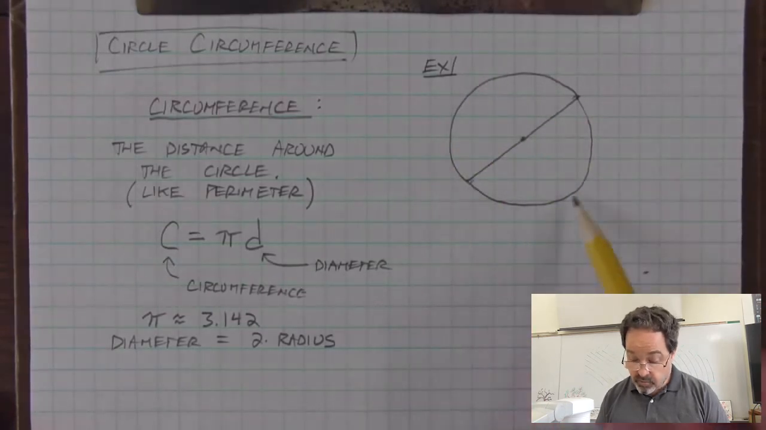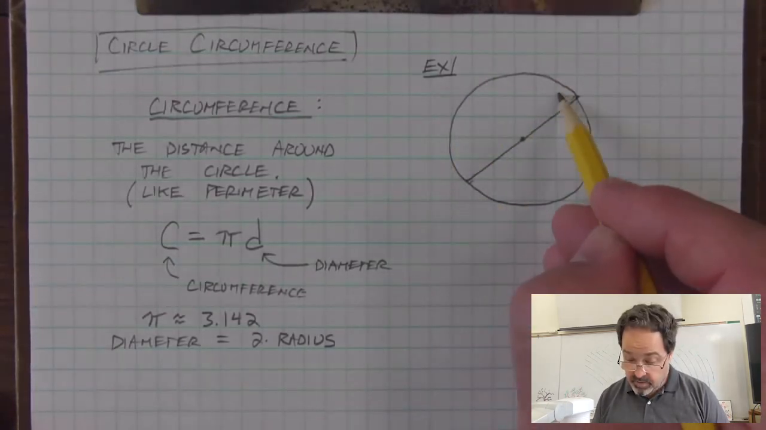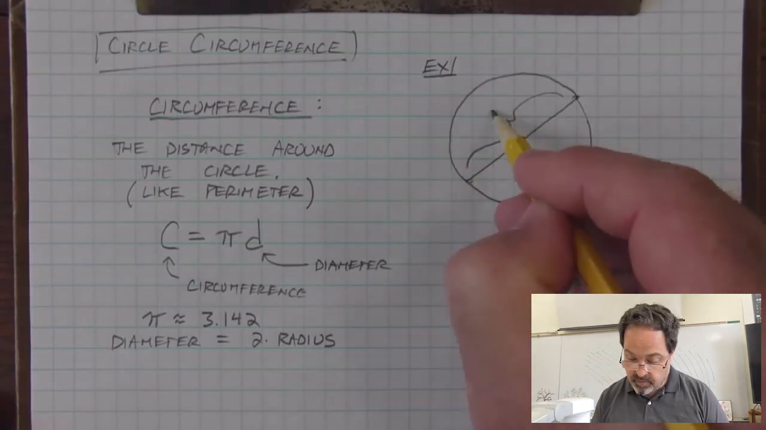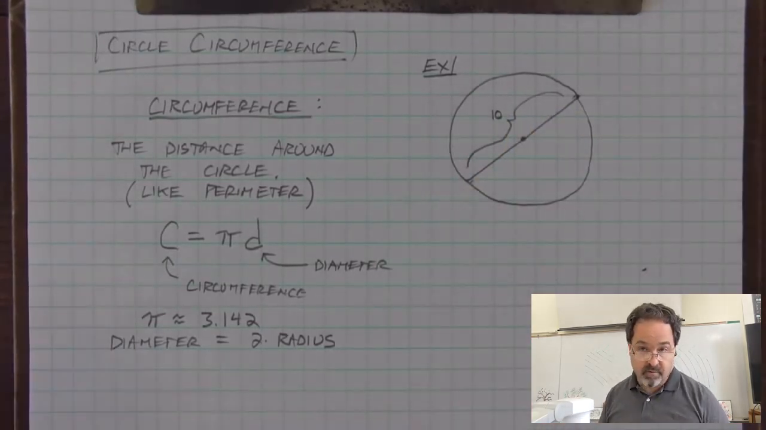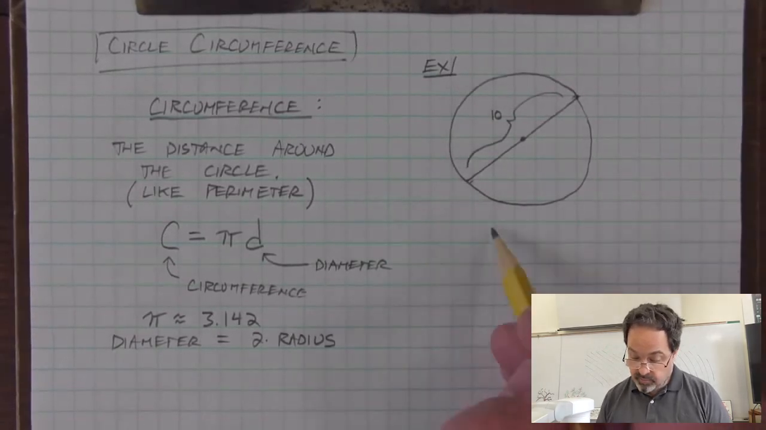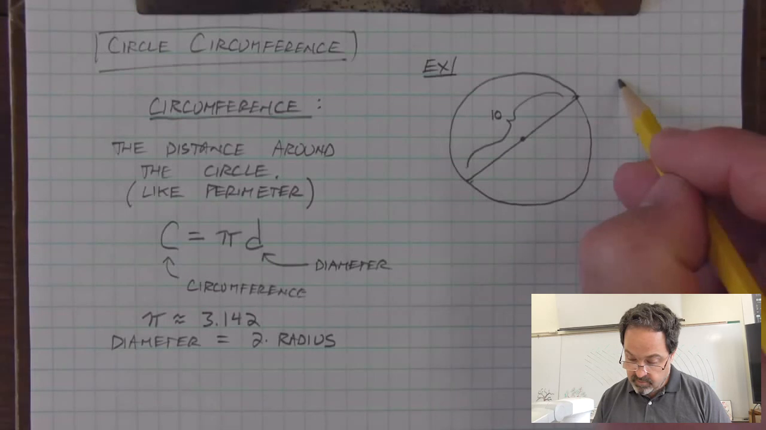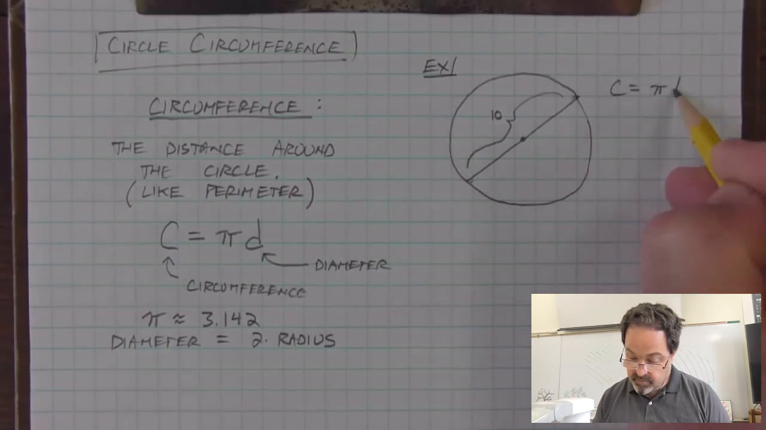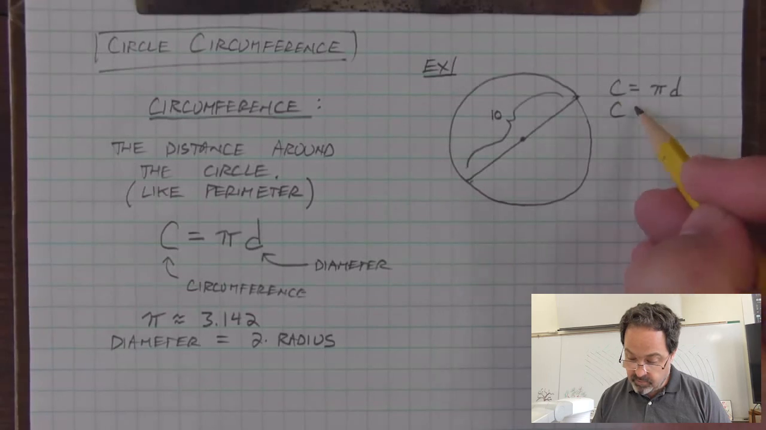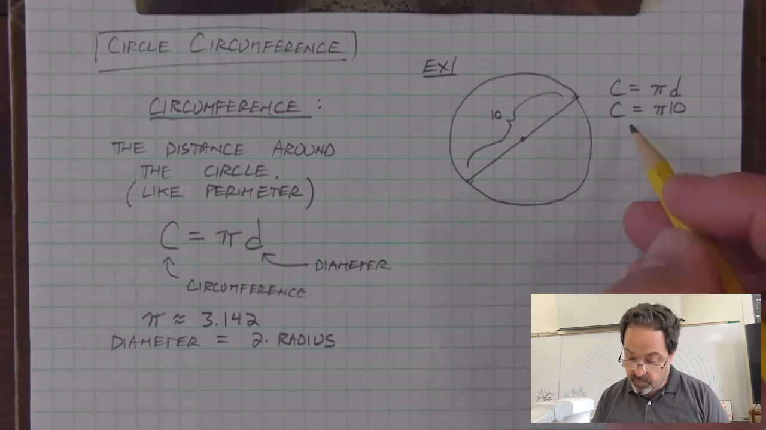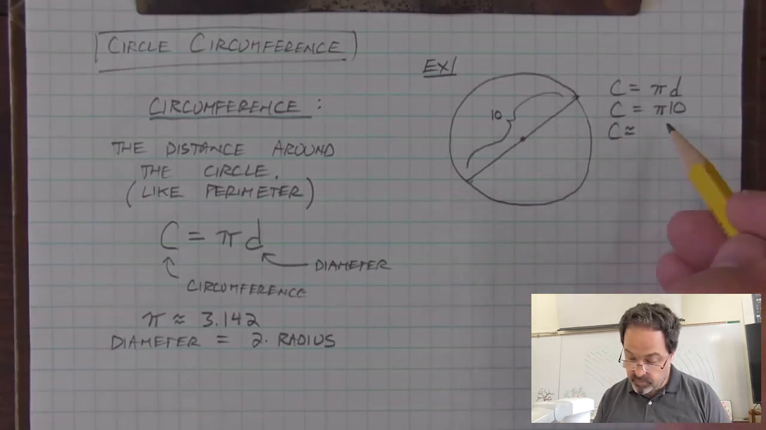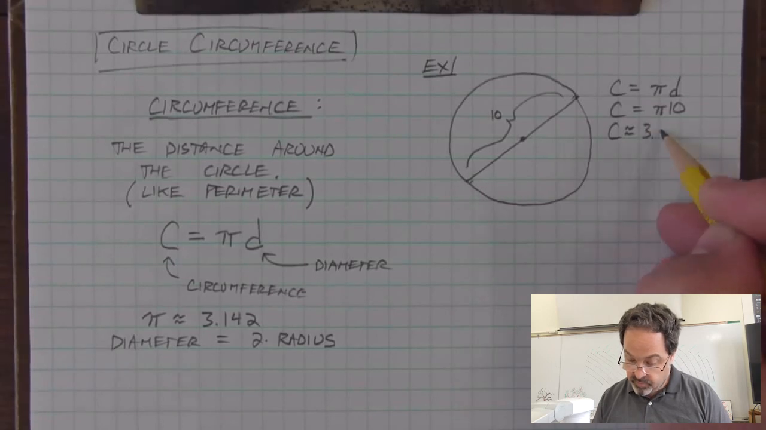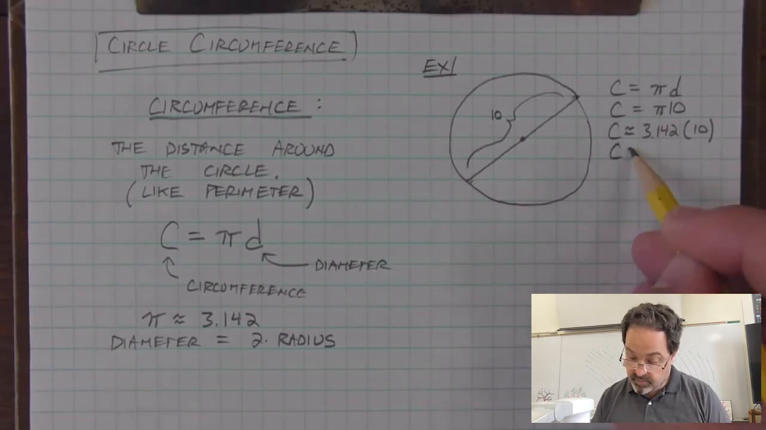So let's calculate the circumference of this circle. We would need a measure for the diameter if we were to do that. So let's say the diameter is 10. Using the formula, the circumference of this circle is circumference equals pi times the diameter. In this circle, the circumference is pi times the diameter length of 10. And if we are going to approximate circumference, then we would convert pi to 3.142 and then multiply by 10. Or in this case, the circumference is approximately equal to 31.42.